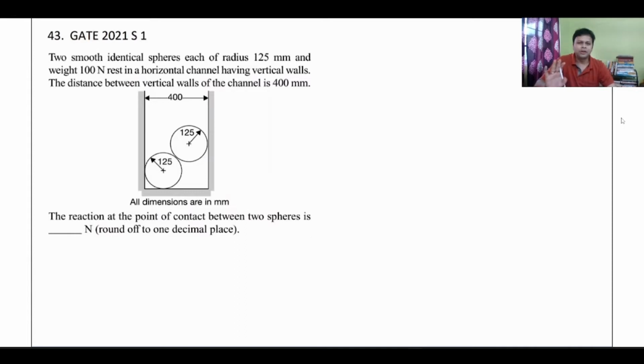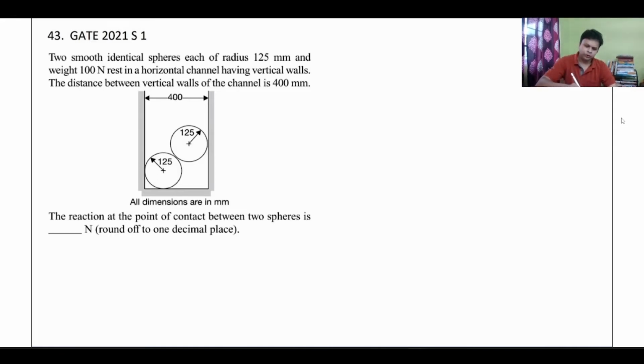Question 43. Very amazing question. Two smooth identical spheres, each of radius 125 mm and weight 100 Newton, rest in a horizontal channel having vertical walls. The distance between the vertical walls of the channel is 400 mm. The reaction at the point of contact between the two spheres is dash Newton.